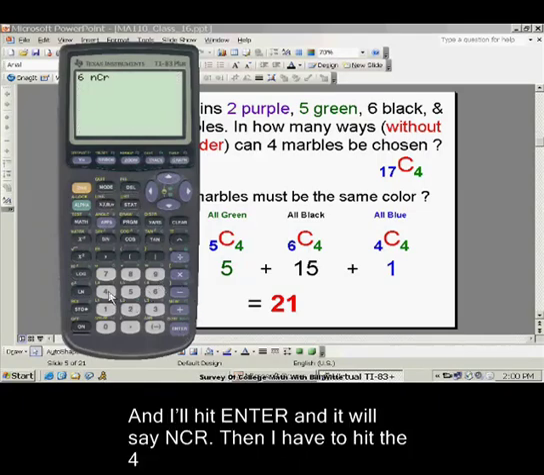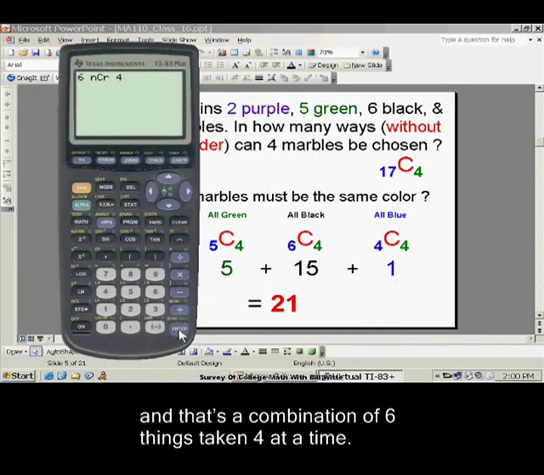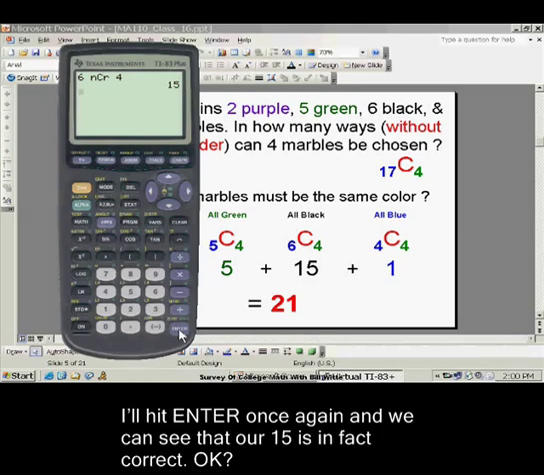And then I have to hit the 4. And that's a combination of 6 things taken 4 at a time. I'll hit Enter. And that's where the 15 comes from. Okay? Okay.